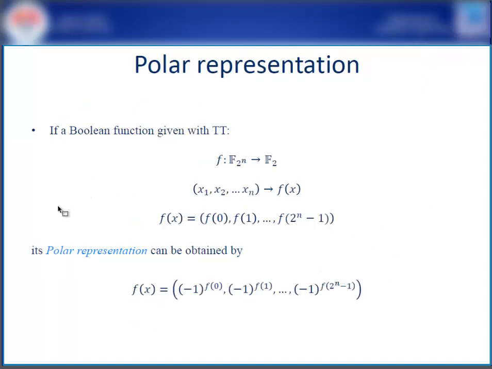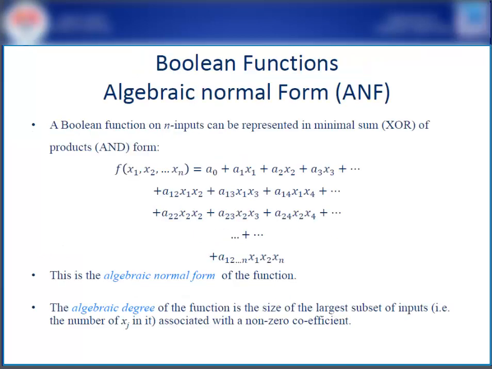Thus, if a Boolean function is given by its truth table, which can be represented as an output of a function evaluated at 0, at 1, and so on, then its polar representation can be obtained by this formula. That is, we take minus 1 to the power of the evaluation of the Boolean function for each possible value ordered lexicographically. So, in the polar representation of a function, we map ones to minus ones and zeros to ones.